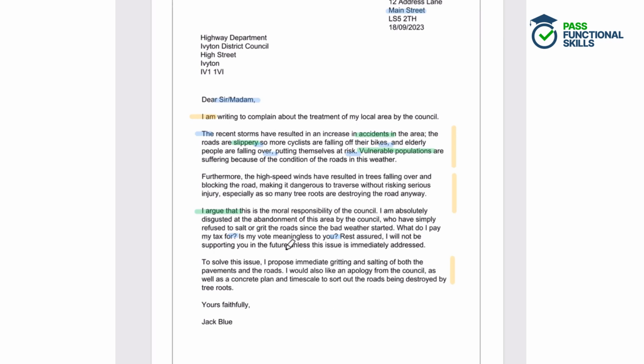So all of this is really relevant to the question, and we've got additional details added. So we've got details about cyclists falling off their bikes, for example. Think of examples of accidents and things that you could include, and think of other issues such as trees falling over that might arise due to bad weather. If you're struggling to add more details, then go back to your plan and generate more ideas using a mind map. Then you need to organise your plan into a logical order that will make sense to the reader.